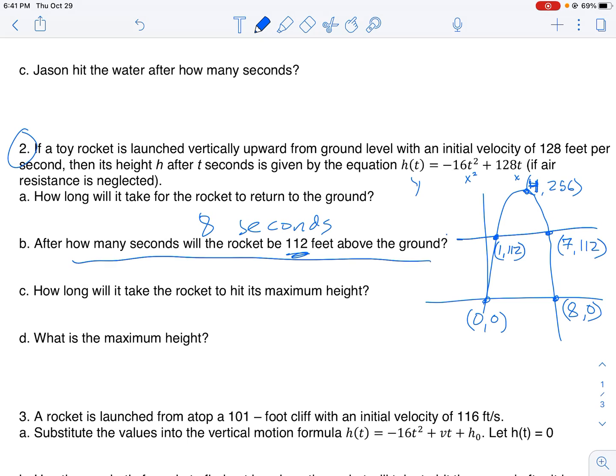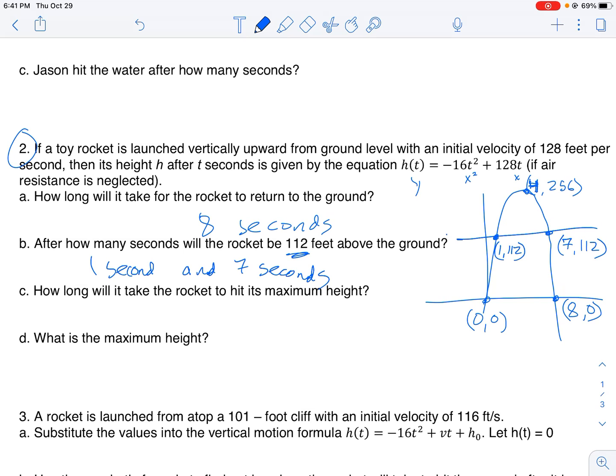And so this actually has two answers. I'm going to write 1 second. I can spell second. And 7 seconds. So those are the two points where it reaches that height of 112.